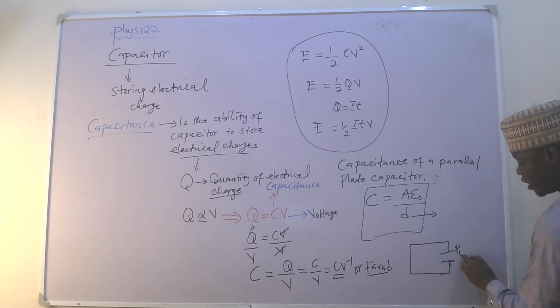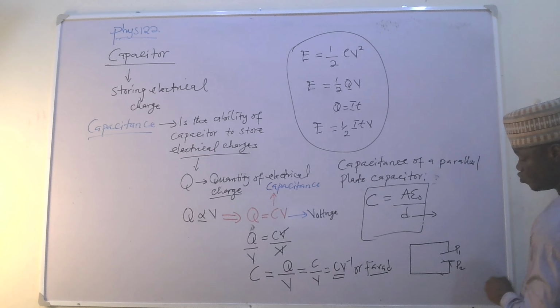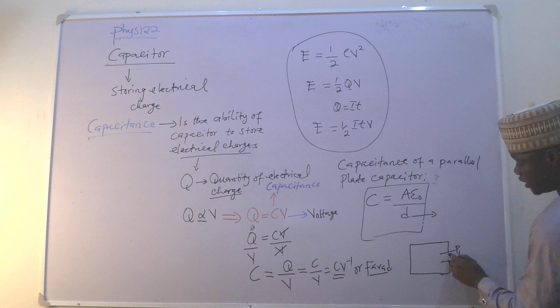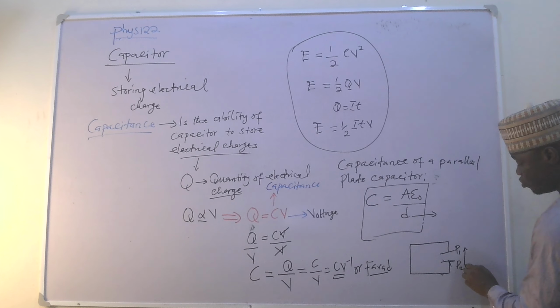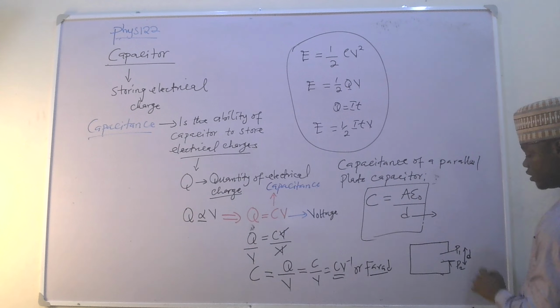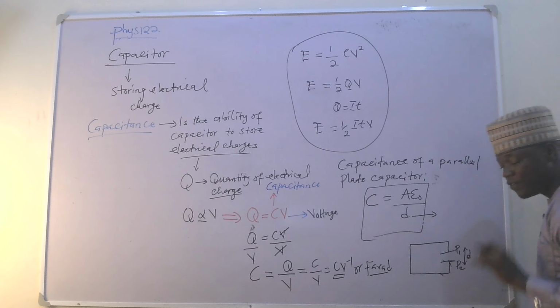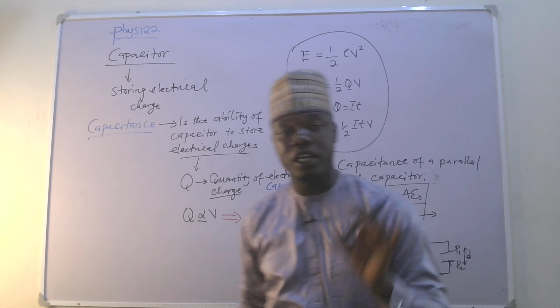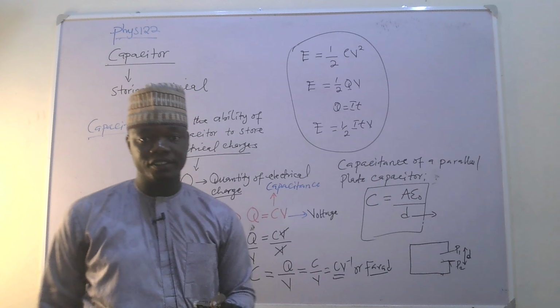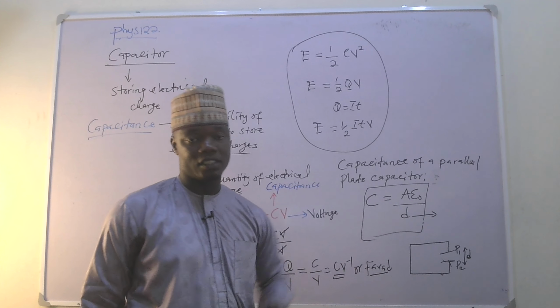You have plate 1 and you have plate 2, and there is a distance of separation between them, that is d. So here, ladies and gentlemen, one of the factors that affect the capacitance of a parallel plate capacitor is the distance.